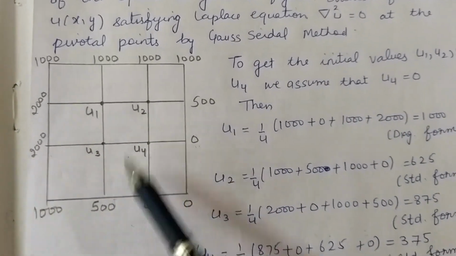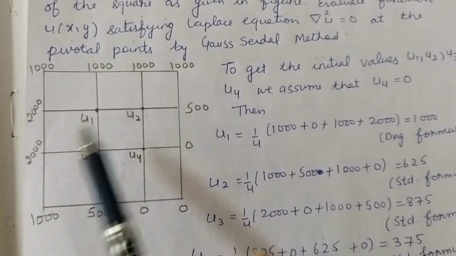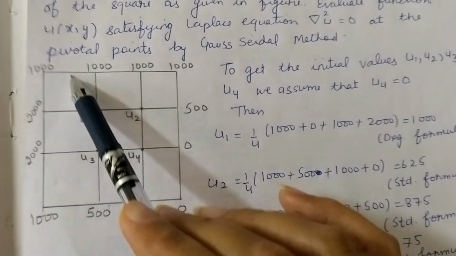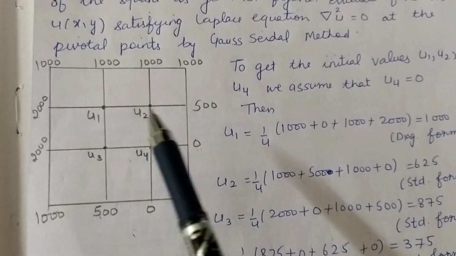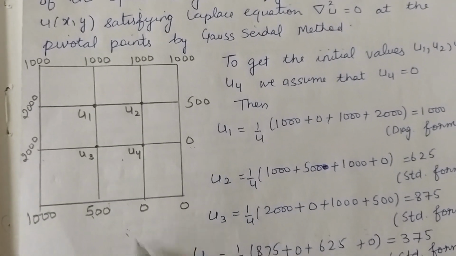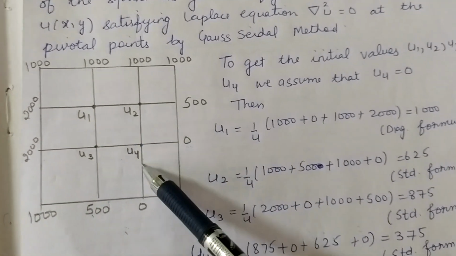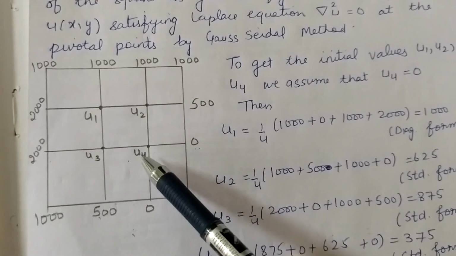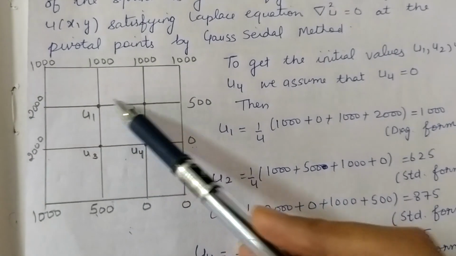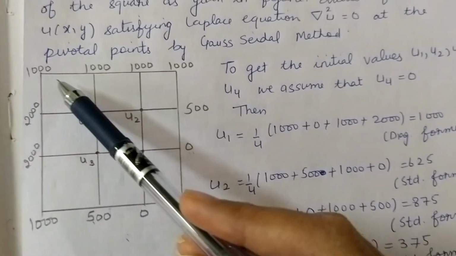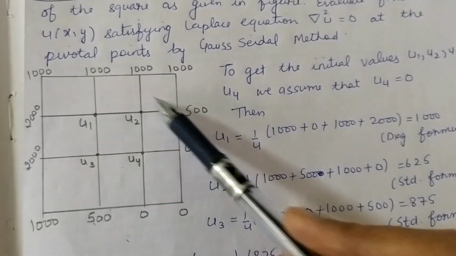So the values will be the same when the region given is symmetrical, that is, the corresponding boundary values are the same in this way and in this way. But here the values are not symmetrical. You can see, in this case all the values are unknown to us. No value is equal to any other value. If I want to find out the value for this U1 using the standard formula, there are two unknowns. If I want to find out the value using the diagonal formula, there is one unknown. Similar in the case of all.